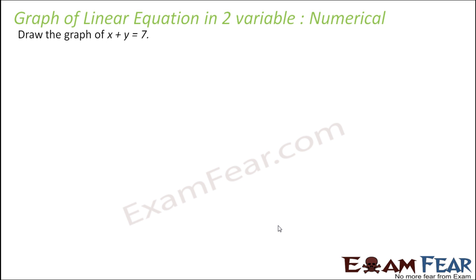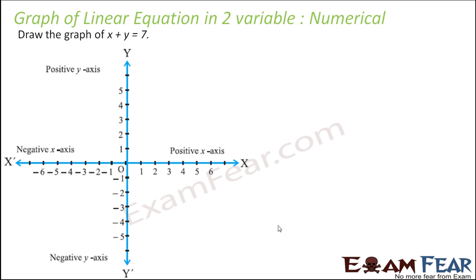Let's draw a graph once more, for x plus y is equal to 7. To draw a graph, you don't need to plot all the points. If you have 2 points, that's all. So let's do that. x plus y is equal to 7. Let's put x equal to 0. You put x equal to 0, you get y is 7.